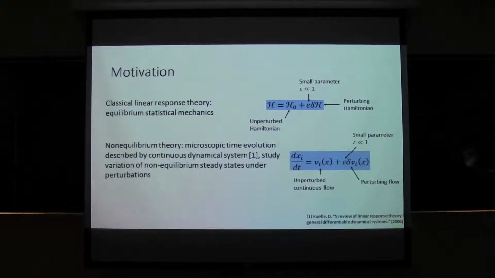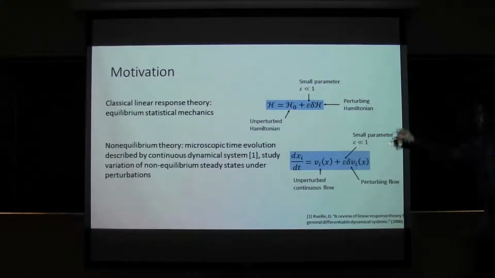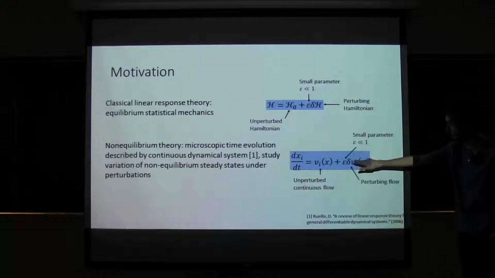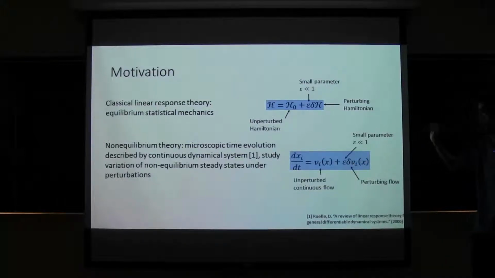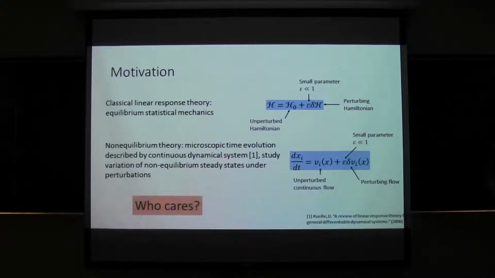And there's also a non-equilibrium case, and we can look at a more general form of this equation, a dynamical system, to which we apply some small perturbation to the flow, delta Vi, with the same small parameter. And so, in particular, we're going to be looking at the latter class of equations today. But the first question is, who cares about these kind of things?